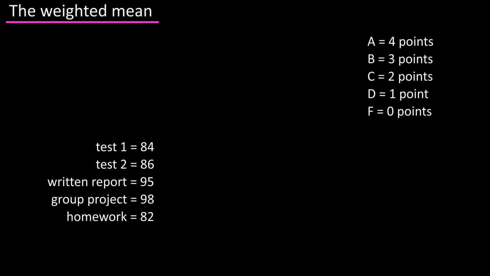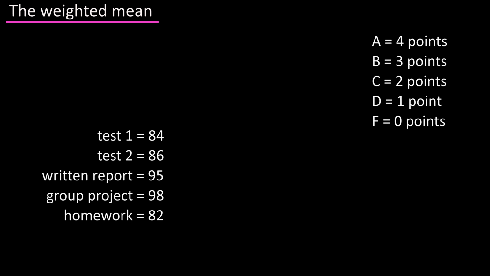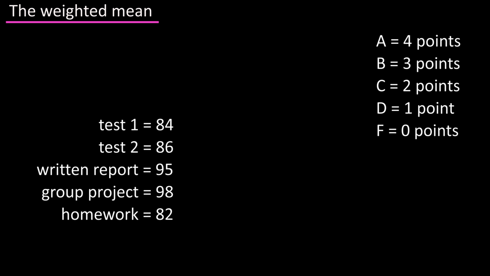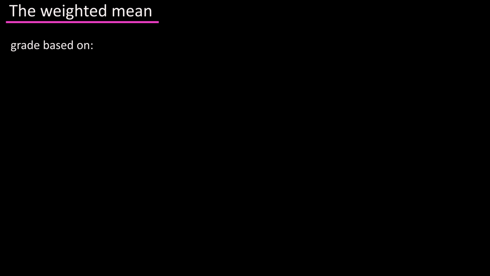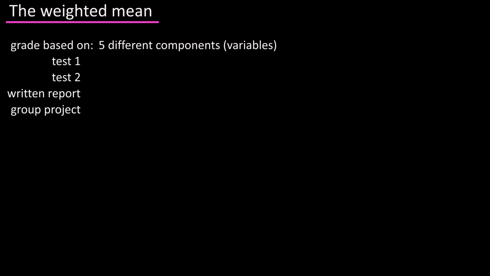There are sometimes data sets where some values are more significant or have more weight than others. For instance, you may take a class where your grade is determined by 5 different things: Test 1, Test 2, a written report, a group project, and homework. The instructor puts weights on these.